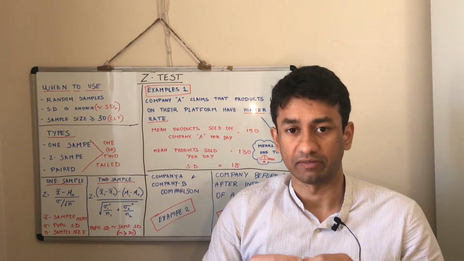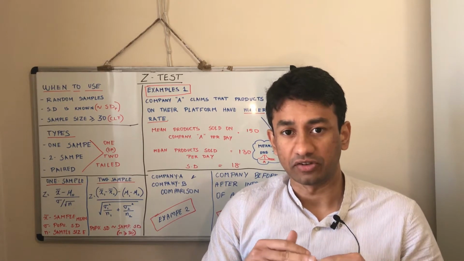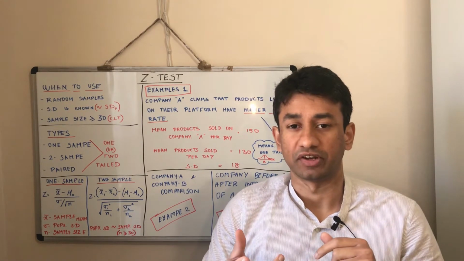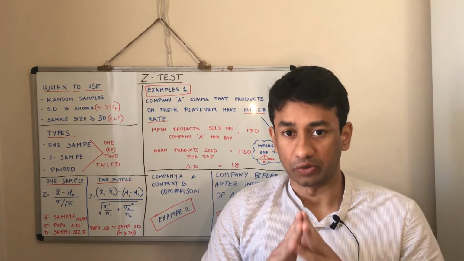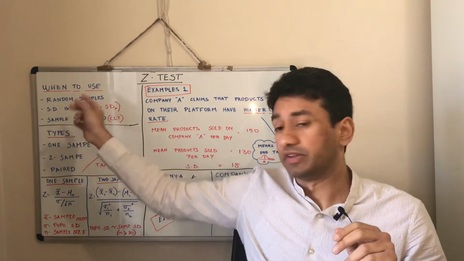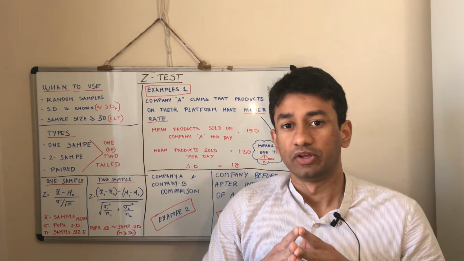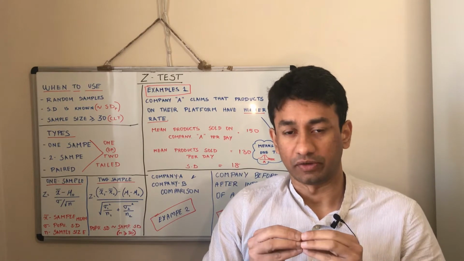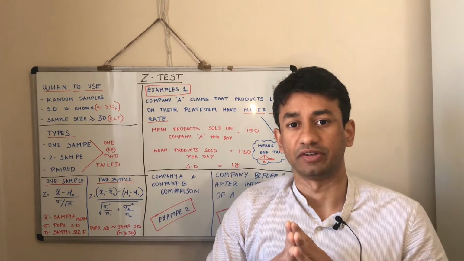The sample that we have is large, and we assume that the sample standard deviation is approximately equal to the population standard deviation whenever the population standard deviation is not known. And the samples picked from the population should be random. So these are all the various requirements for us to proceed using the Z statistic or Z-test.